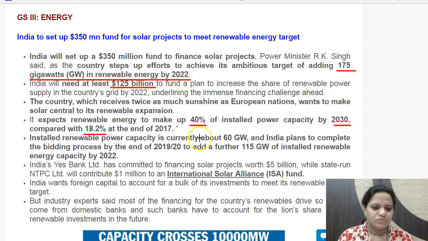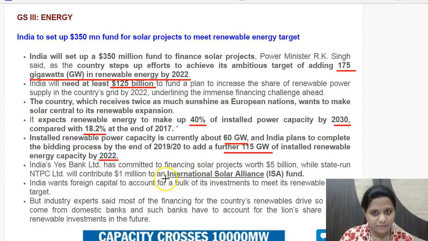So this is there. So installed capacity as such presently is about 60 gigawatts. And our target is to have 175 gigawatts. Means we want more 115 gigawatts of renewable energy capacity by 2022. So to achieve these targets, we have initiated various projects as such too.